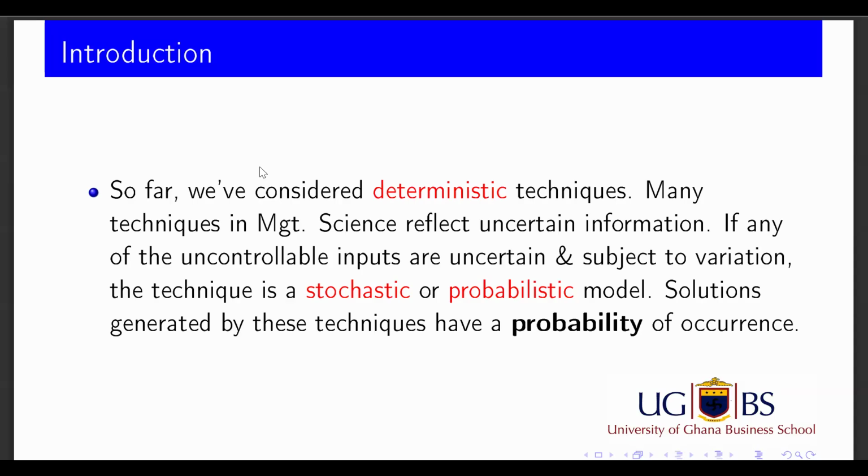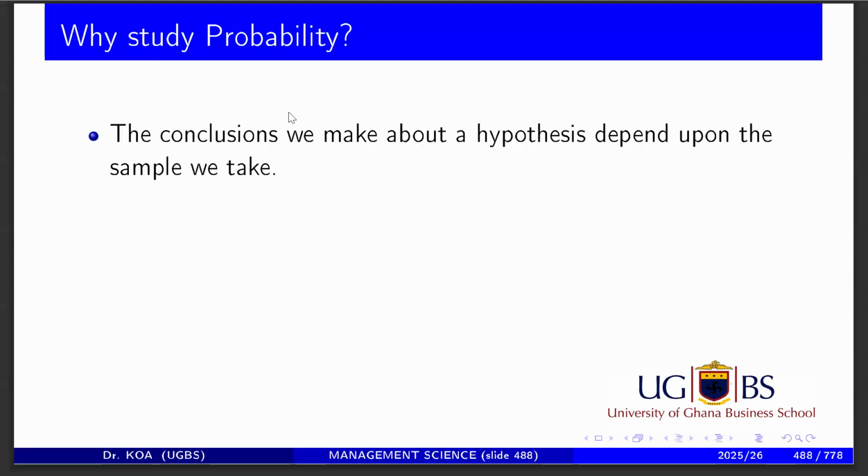Now, all the while we'll be looking at deterministic models. Management science reflects on certain information. So certain things are not certain. They are not deterministic. They are uncertain. They are probabilistic. They are stochastic. And that is why we need to look at the stochastic nature of occurrences.